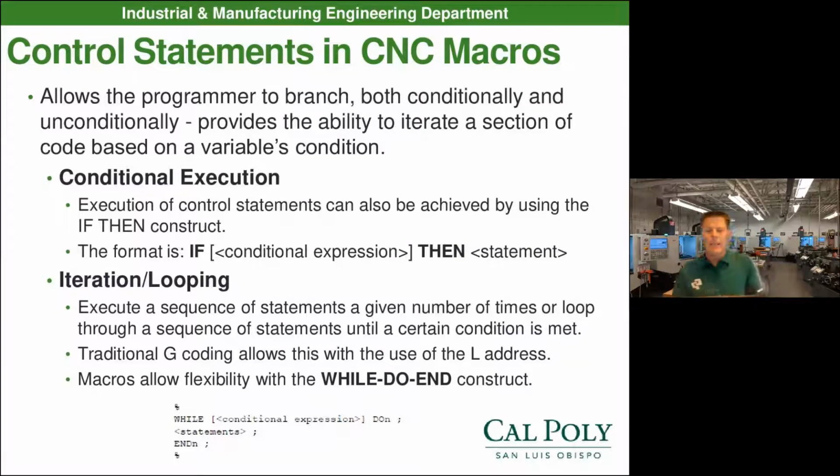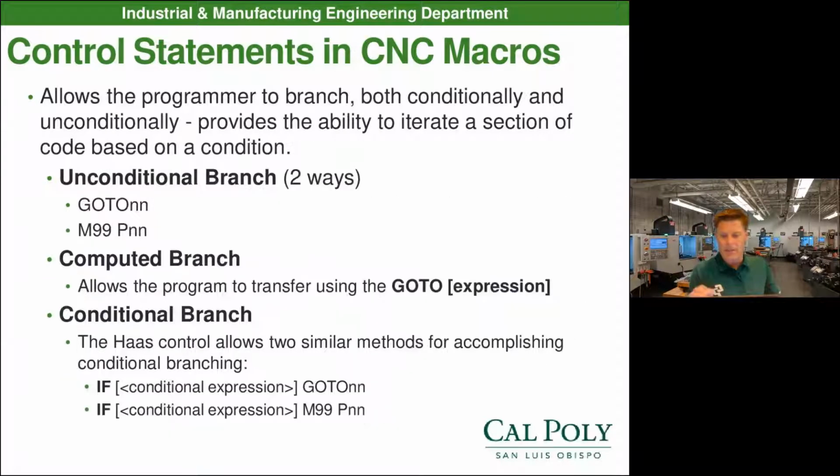So basically, traditional G code allows you to loop, of course, with an L address and an M99, but macros allow me to do a while, do, end construct. What that means is I can turn something on while something's active in the system, in the variables in the system. And then when the variables in the system say, hey, we've done this, I can turn that piece of the program back off. That's very powerful. That's a lot different than just M99 and the looping stuff. But these conditional executions, that's what we're going to go ahead and talk about today.